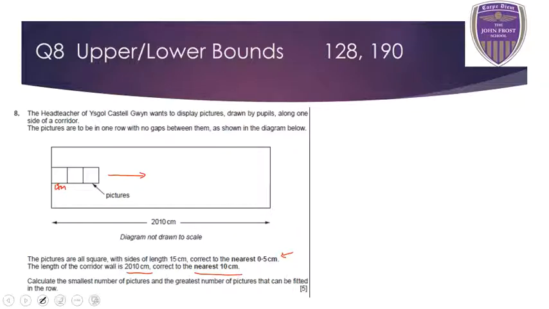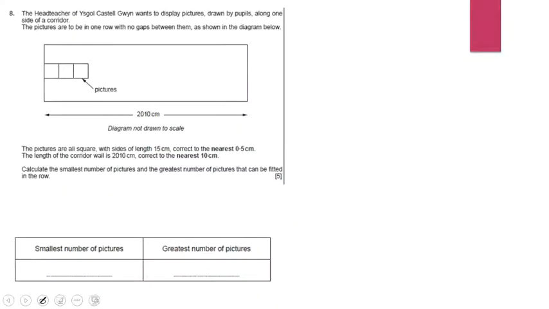We are being asked to calculate the smallest number and the greatest number of pictures that could fit into this diagram. Well, first of all then, number of pictures really would follow this calculation: 2010 divided by 15. Everything's in centimeters. That would be if we were using actual values. So we need to apply division to this question.